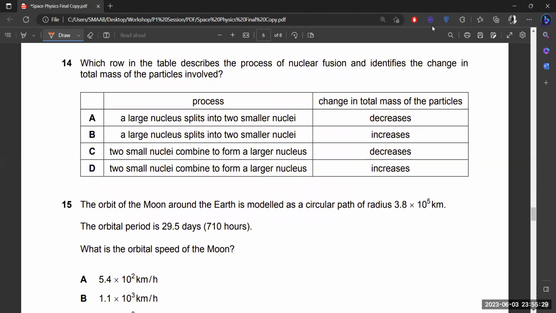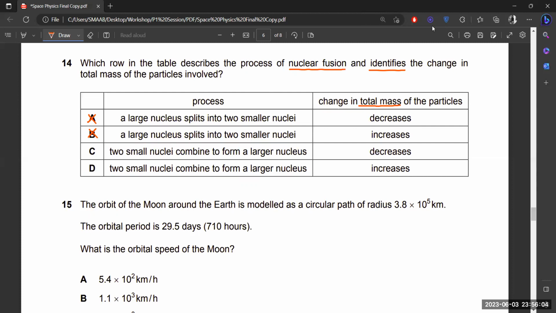Okay, which row in the table describes the process? Again, the same question, which is related to nuclear fission, and identifies the change in the total mass of the particles involved. So they are talking about the process of nuclear fusion. In nuclear fusion, we know that two small nuclei are going to combine to form a larger nucleus. A and B are not possible because they are talking about the split of the nuclei, that is a fission reaction. So two small nuclei combine, and when they are talking about the total mass, will the mass increase or decrease?